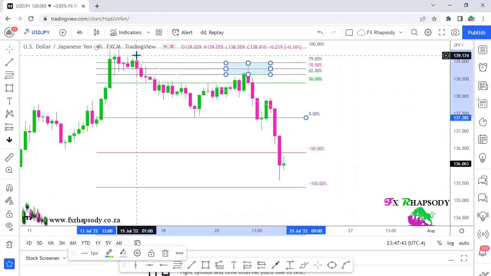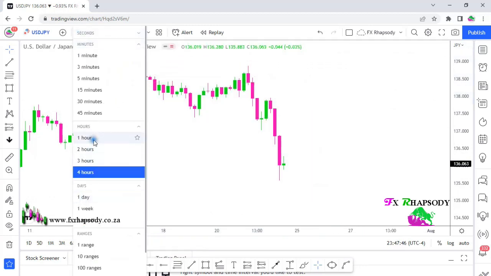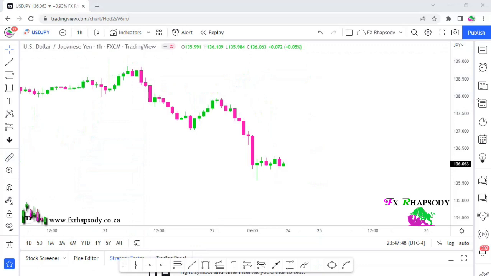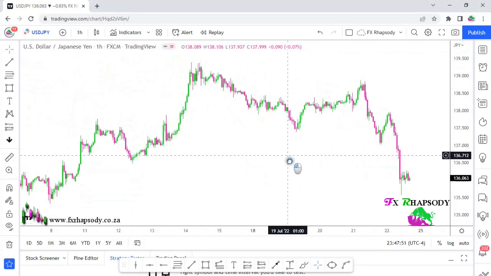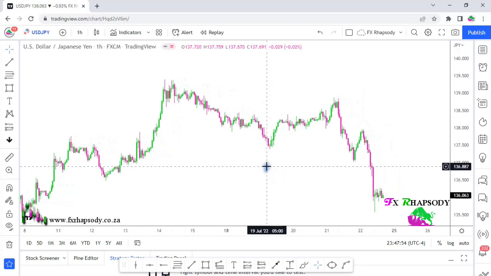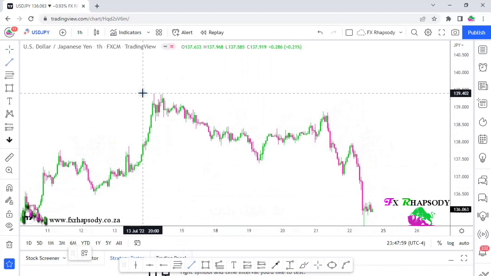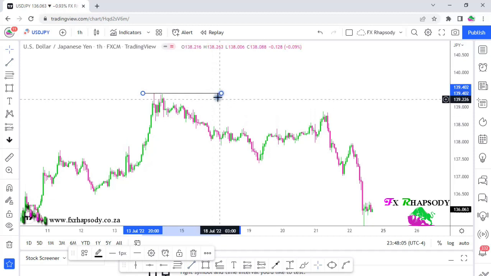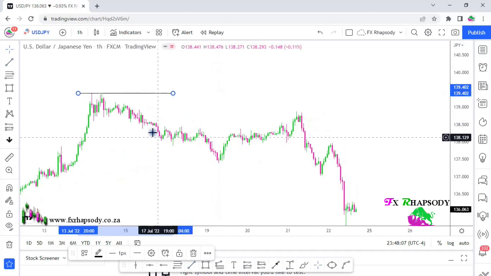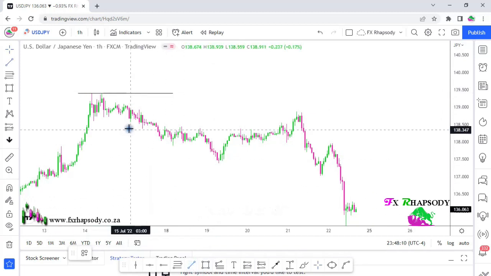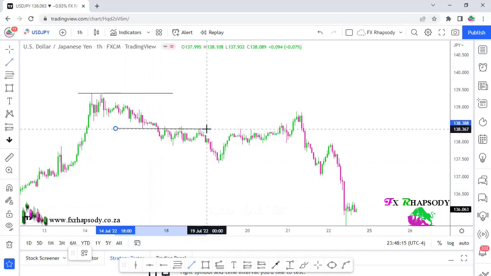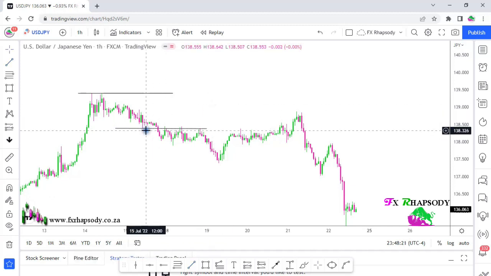So let's have a look at where price is going to end up with the US dollar, Japanese yen. Hourly time frame. What I like to do is zoom out a little bit just to show you where I left off on my previous analysis and what I was looking at. So we were looking at that area over there, and if I can remember correctly, price was round about at this area, right about there. Okay, so basically price was over here.